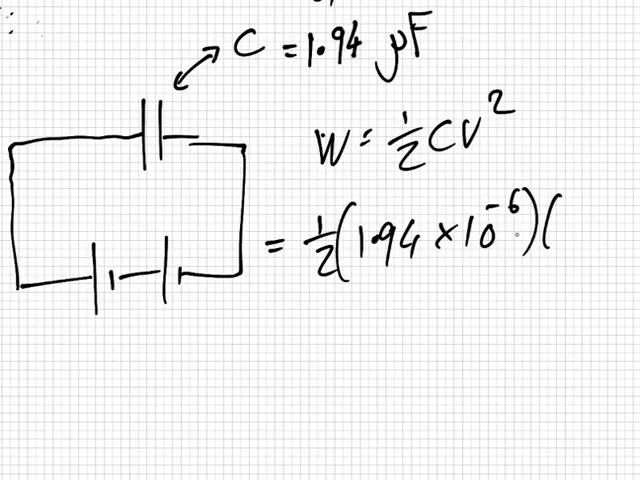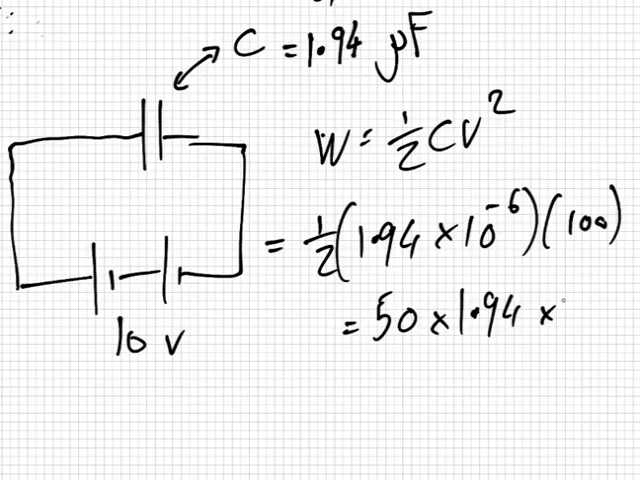And what's the voltage? I didn't write it in here. Was it 10 volts? So that's 100. So that's 50 by 1.94 by 10 to the minus 6. What's that? That's 9.7 times 10 to the power minus 5. Okay, we'll go 9.67 times 10 to the minus 5 joules.